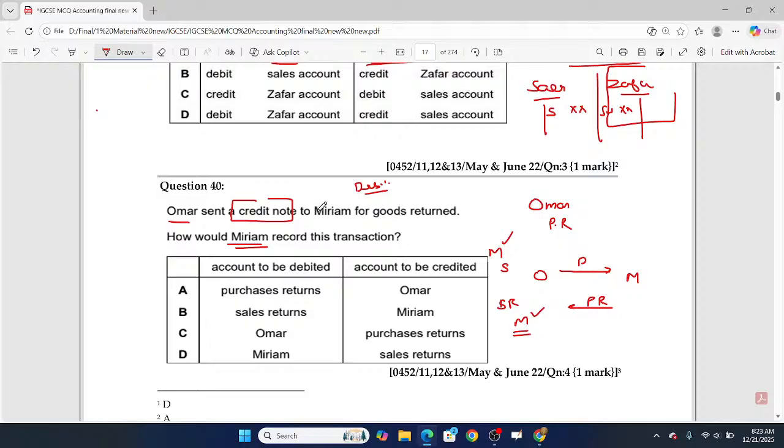On crediting, a credit note is issued. From the point of view of Mariam, I'm going to answer. Then it's the inverse. Instead of sales, it is a purchase return. Omar is debited, purchase return is credited. So the debited account being Omar, credited account being purchase return. So C is the correct one. Is it clear?